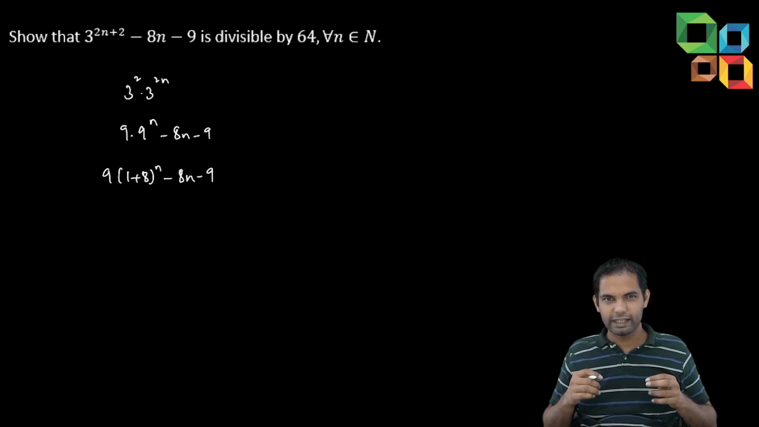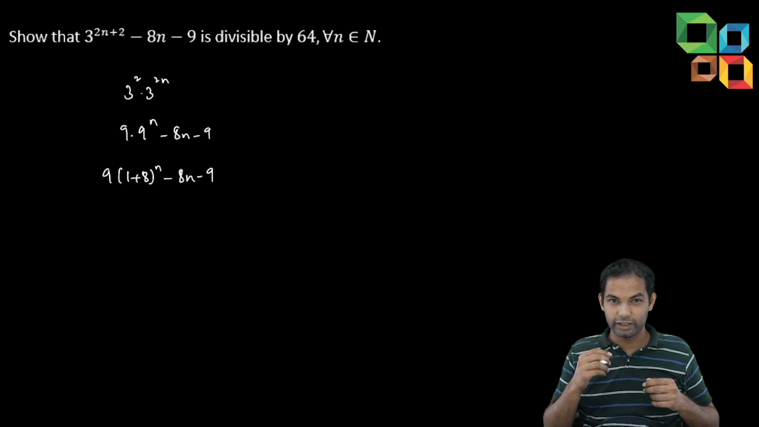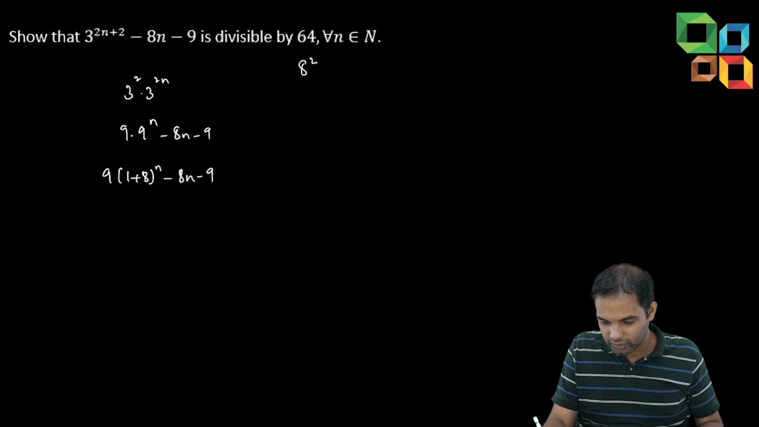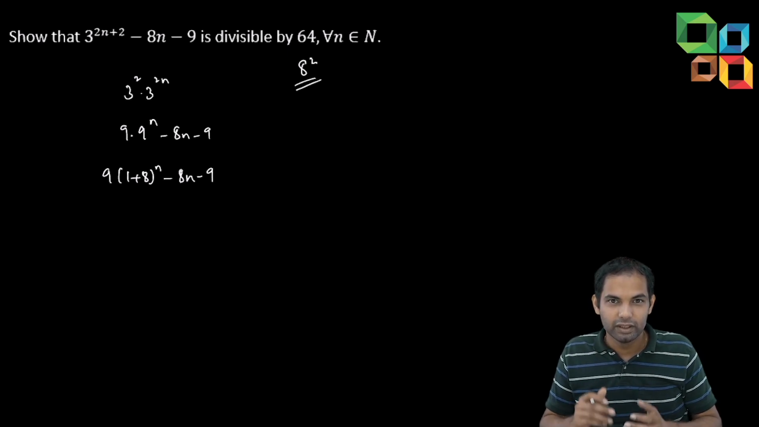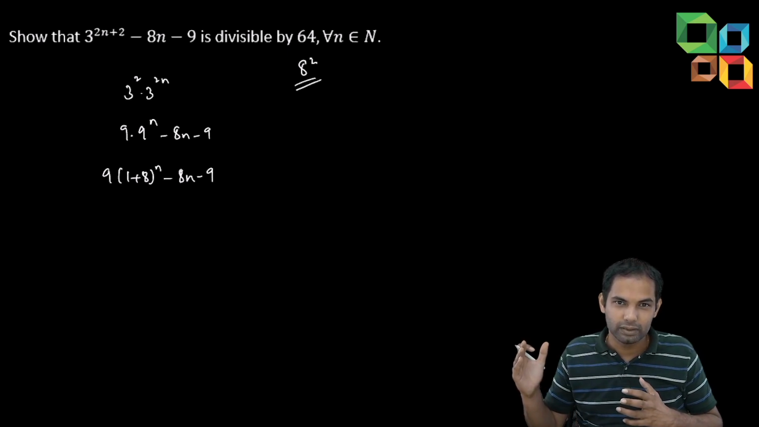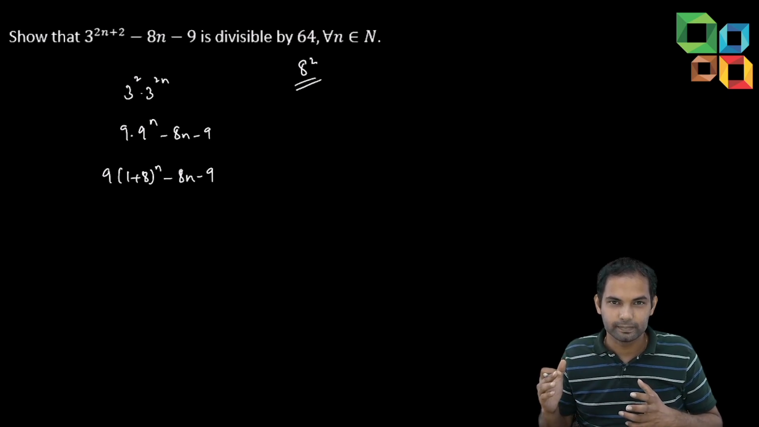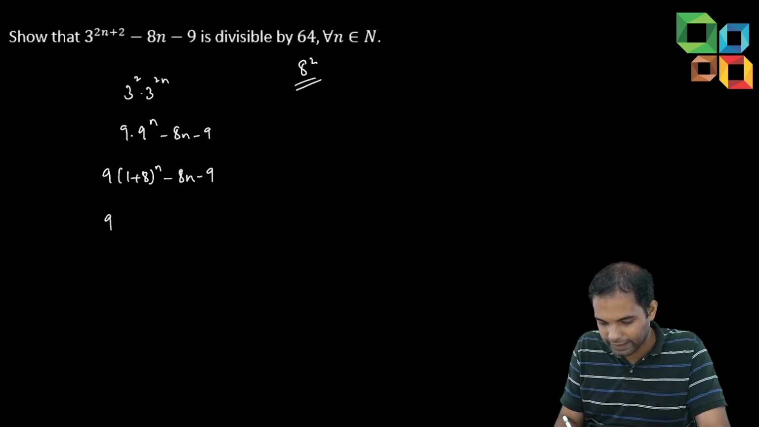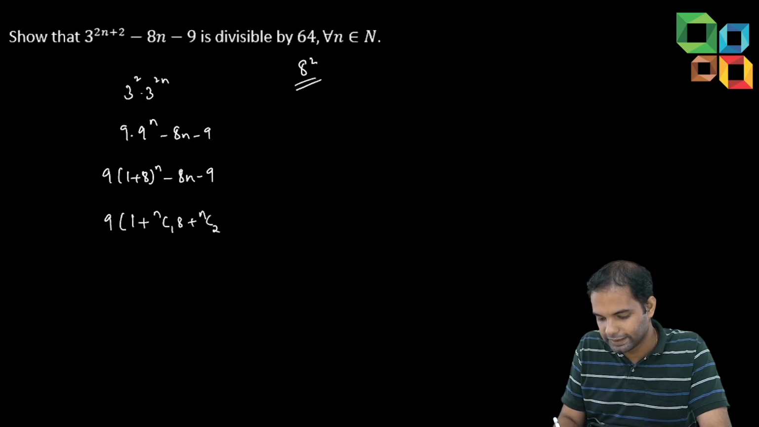What will happen? Why did I write 1 plus 8? Because I know the terms will be, first will be 8 power 0, 8 power 1, 8 power 2. As soon as I get 8 power 2, that is 64. That's how I thought of 8. Okay. 8 power 2 and beyond, right? All the terms will contain 64. That's it. So this is 9 times. What is the expansion? 1 plus nC1 into 8, nC2 into 8 square, nC3 into 8 cube, and so on.